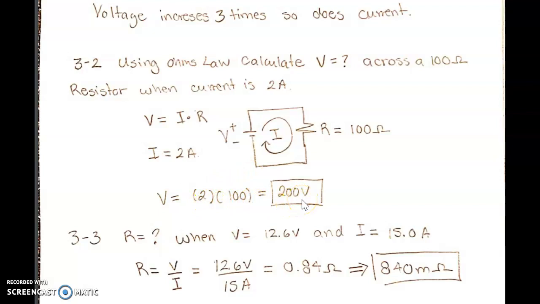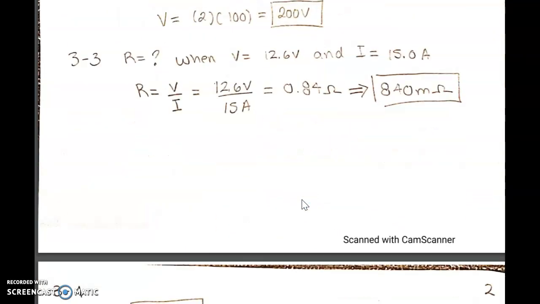In example 3.3, what we are solving for is using Ohm's law to solve for the value of the resistor once we have the voltage and the current. So right here we use the formula that is solved for the resistor. Voltage is 12.6 and current is 50 amps. So we divide, we get 0.84 ohms. They can also be written using the prefixes as 840 milliohms.